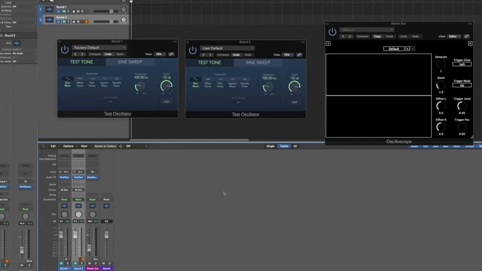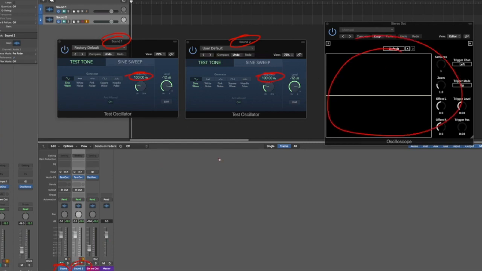For this demonstration, I have my recording software up here. I'm setting up two tones, both operating at 100 hertz. Let's take a look here. Our sound number one, which is represented by this channel right here, we're producing a 100 hertz tone. And sound number two, which is represented by this channel over here, is also operating at 100 hertz.